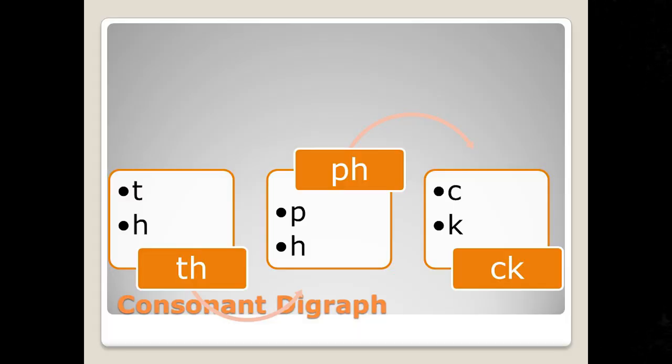Let's see consonant digraph, which we have already seen. T is a single sound. H is also another letter. Both the letters combine together and produce the sound th. P is a single letter and H is one more single letter, both join together and produce f. C is a consonant single letter, K is a consonant single letter, both produce the k sound.